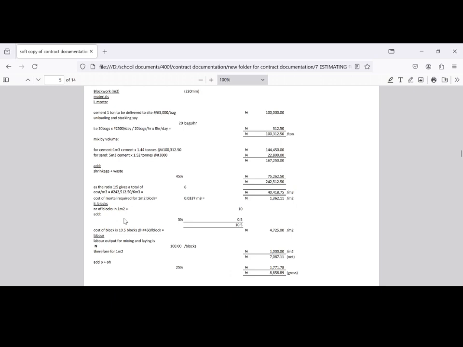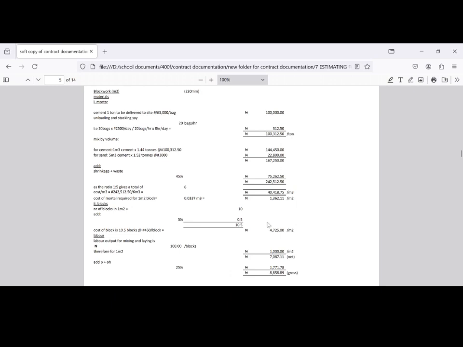Now, cost of block. For 1 square meter, we know we have 10 blocks. What is the price of 10 blocks at 450 per block? However, we need to add our waste. So let's say the waste for block is 5%, since it doesn't easily break. So for that scope of work, 5% is enough. So 5% of 10 is 0.5. Add it, so 10.5 per square meter after adding waste. At 450 per block, multiply this together, you have 4,725 naira per square meter. Good. So this and this is the total for material.